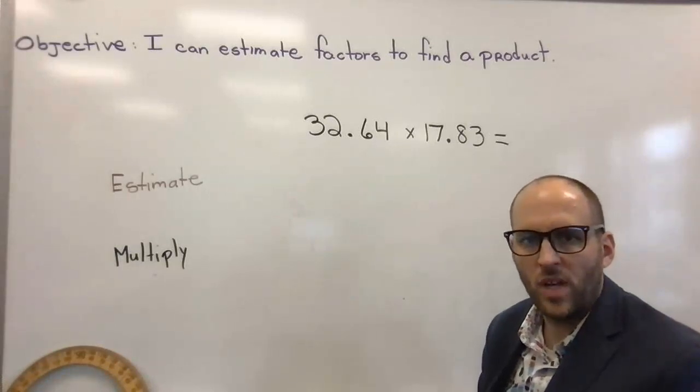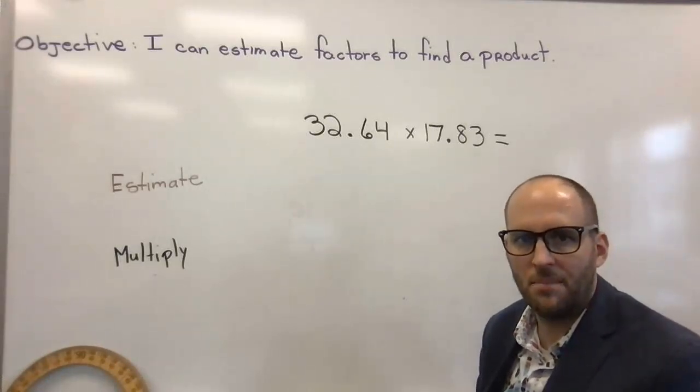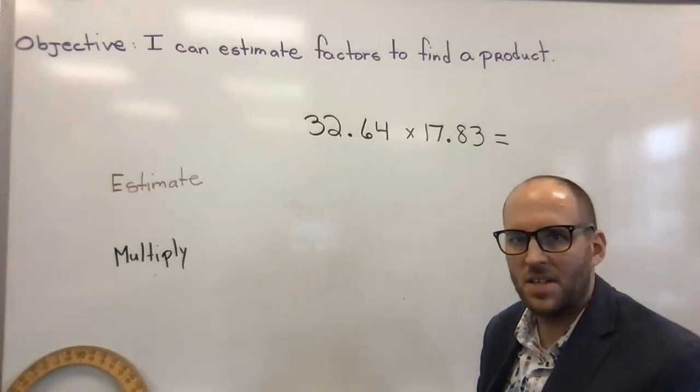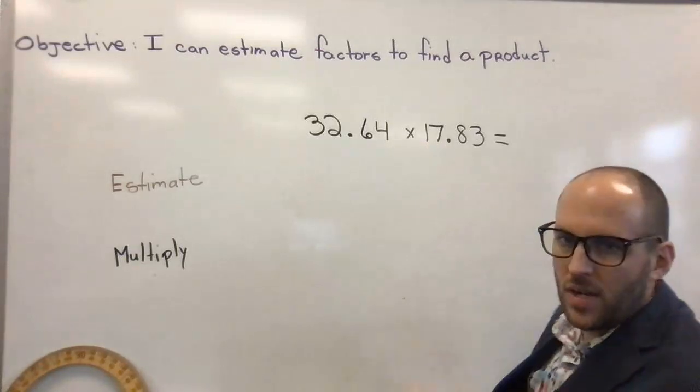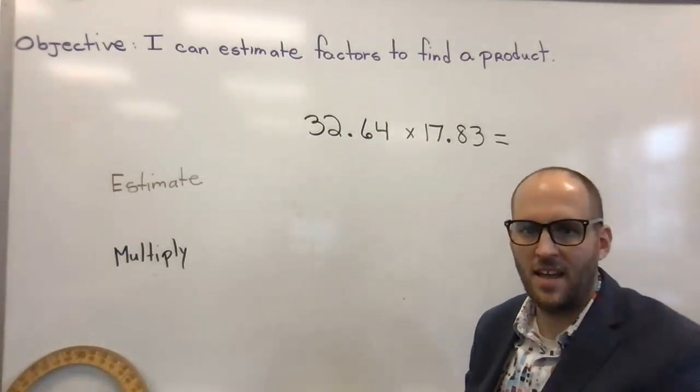For our next problem, we've upped the decimals and upped the multiplication when you estimate, but let's see how we do. We have 32 and 64/100 times 17 and 83/100. Estimate and find your product.